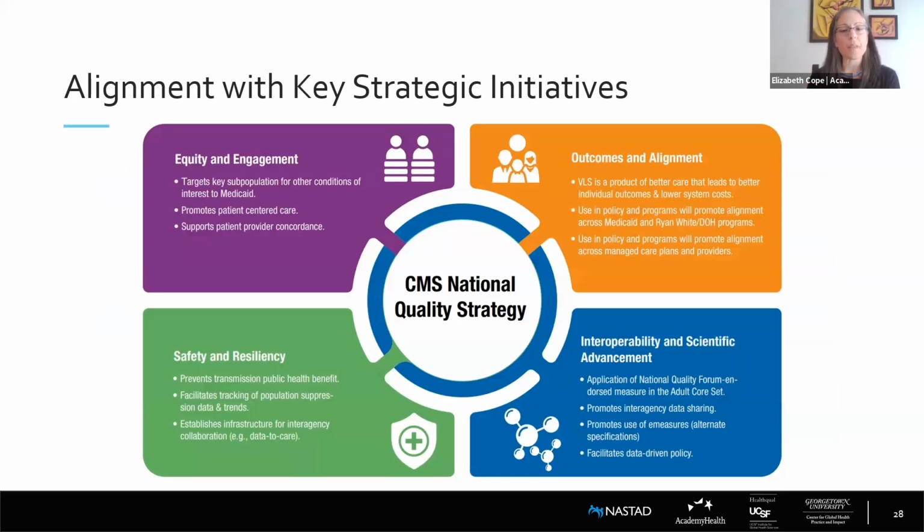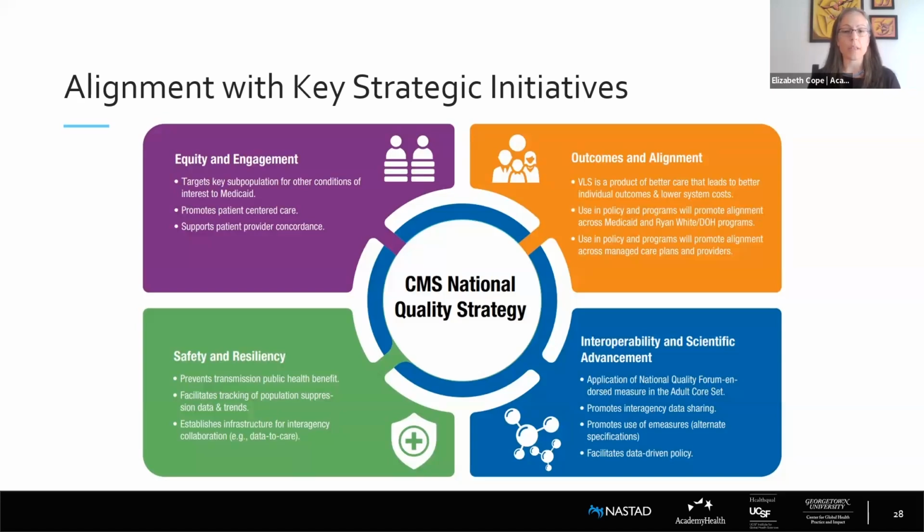This measure is targeting a key subpopulation within Medicaid beneficiaries, and as an outcome measure, it also promotes patient-centered care and supports patient-provider concordance on care plans. If we look at outcomes in alignment, as we know, this measure is an outcome measure. It's also a measure that could be implemented across a range of care settings. So it could be adopted in managed care organizations, accountable care organizations, fee-for-service, et cetera. And so it could promote alignment across a range of Medicaid programs.